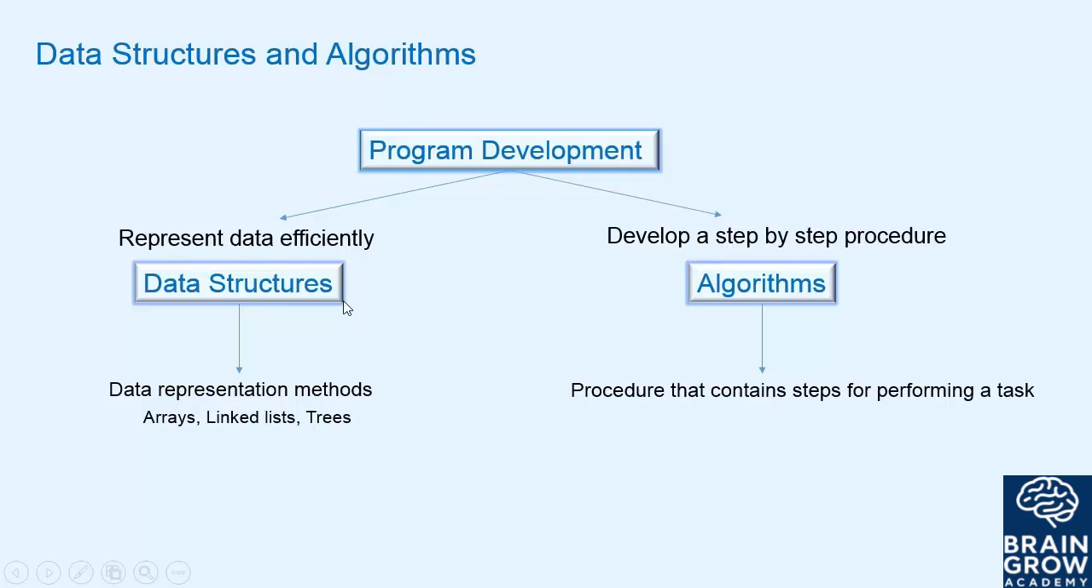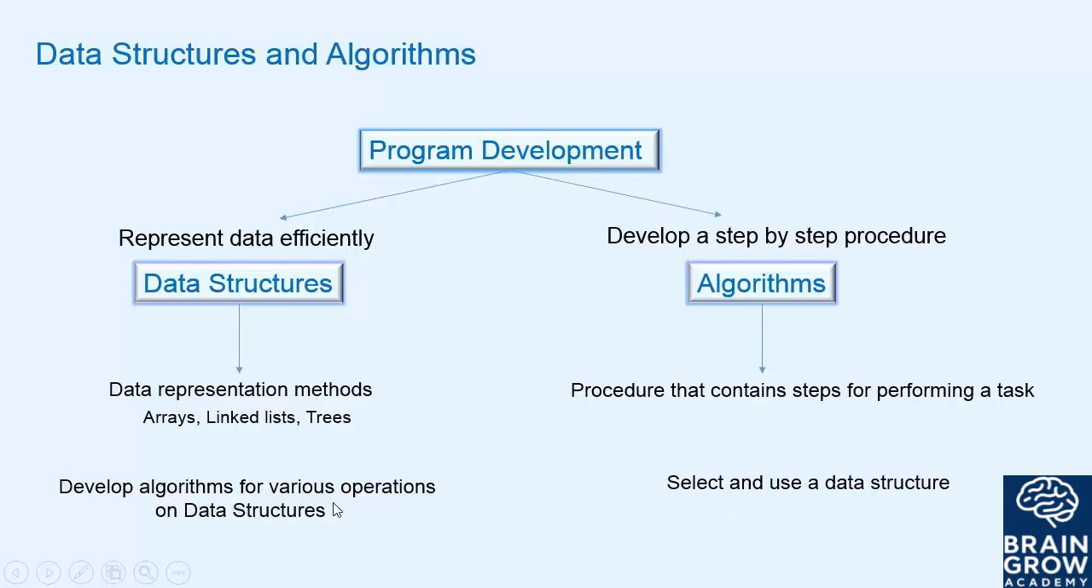Algorithms and data structures are closely related. When we implement an algorithm, we have to choose a particular representation of data. That is, we have to decide which data structure to use. And for using data structures, we have to develop efficient algorithms for various operations on these data structures, like sorting, searching, traversal, etc. Now we'll learn more about algorithms.